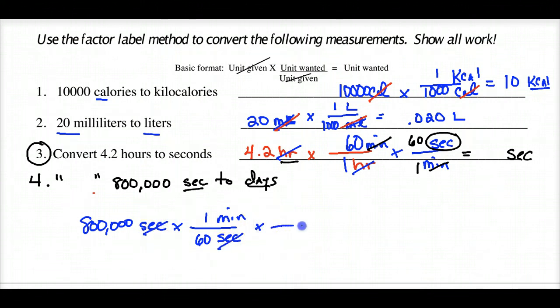Okay, next step. I'm going to get rid of minutes. Eventually I'm going to get to days, but I have to go to hours next. In 1 hour, there's 60 minutes. Minutes go by the wayside, and this whole answer would be how many hours this represents, but I don't want hours, I want days. So last step, take out the hour.